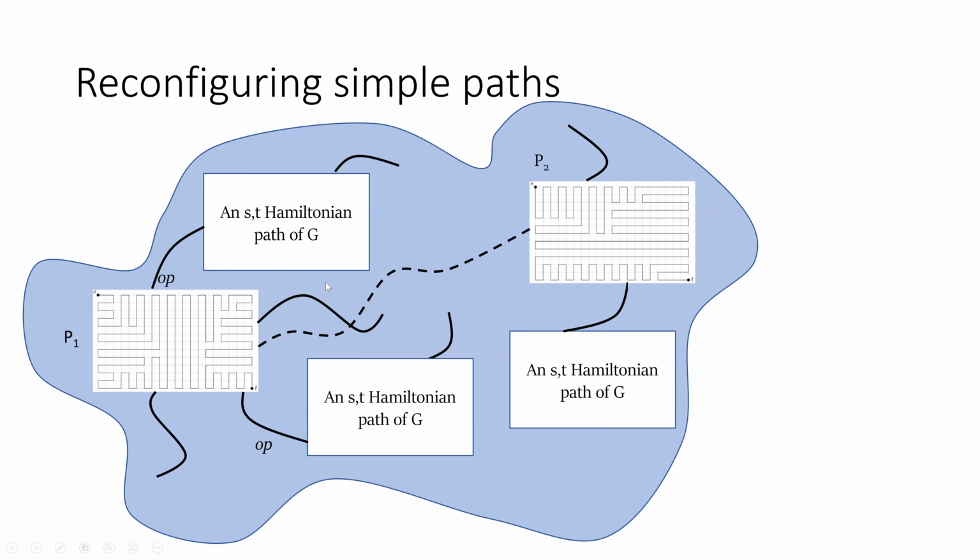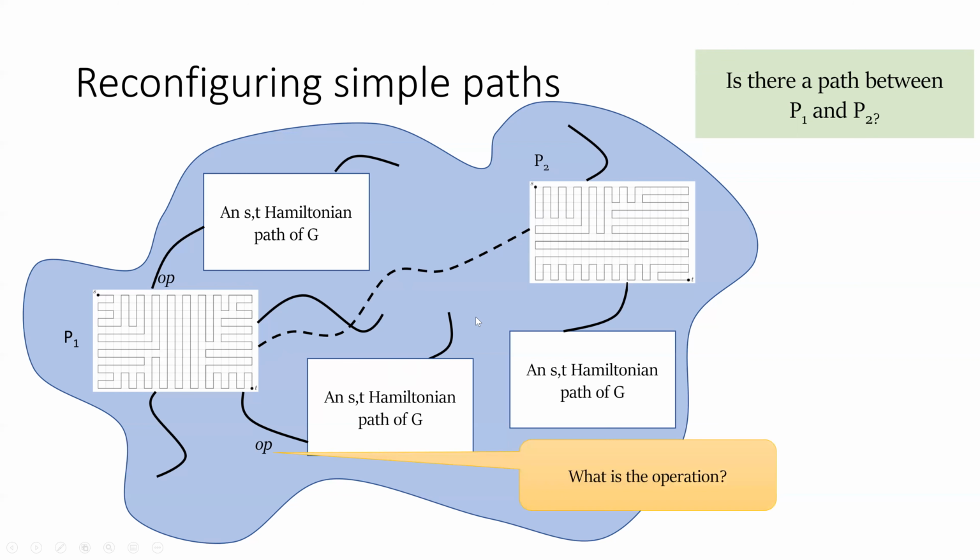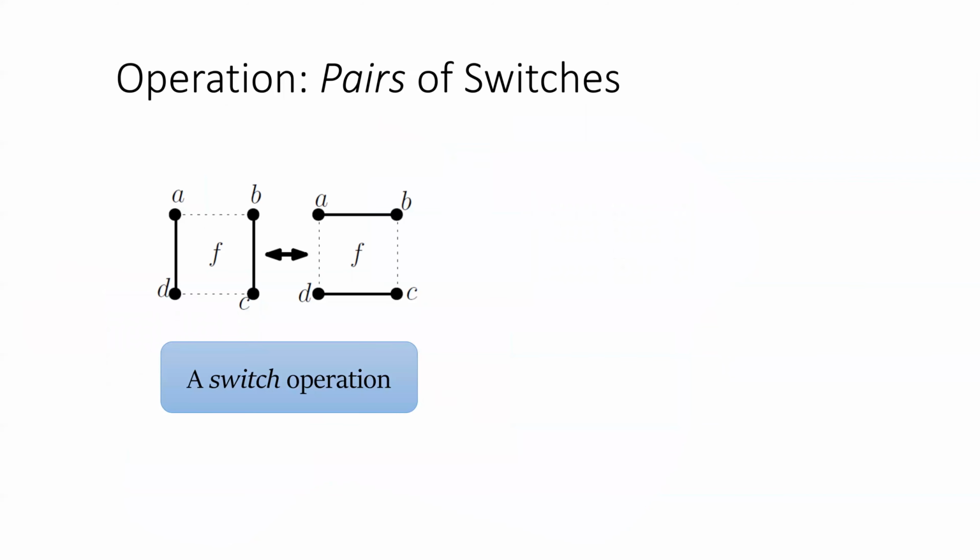And now we want to find a path from P1 to P2 in this graph. So that is our reconfiguration problem. And is it possible? Can we find a path between any two simple ST Hamiltonian paths in this graph? The answer depends on what operation we defined. And in this paper, our operation for reconfiguration is pairs of switch operations. One switch operation is shown in this figure.